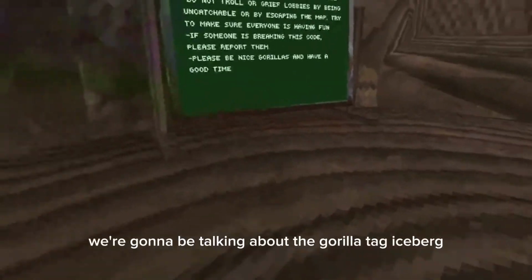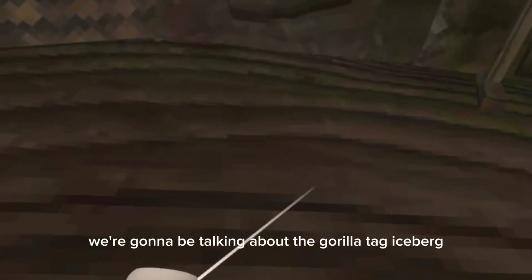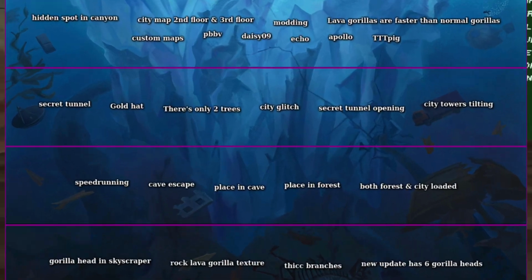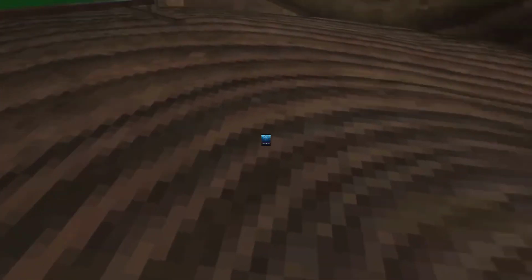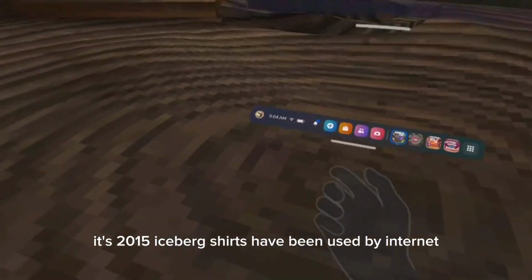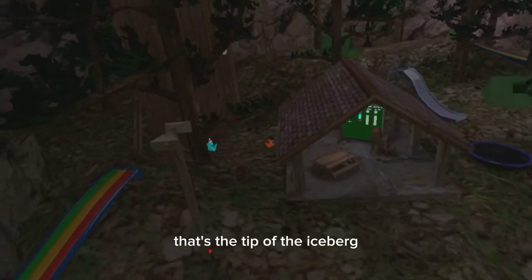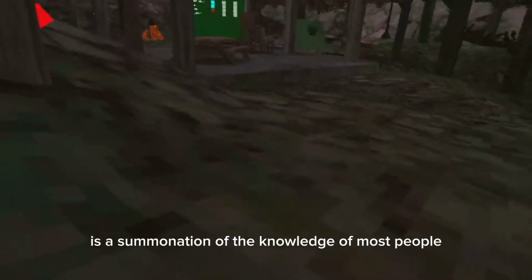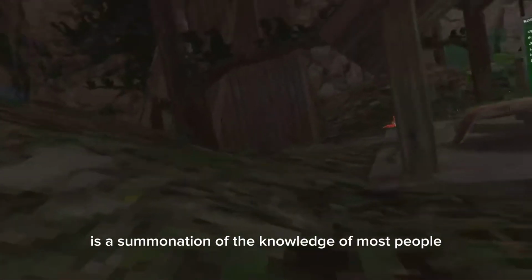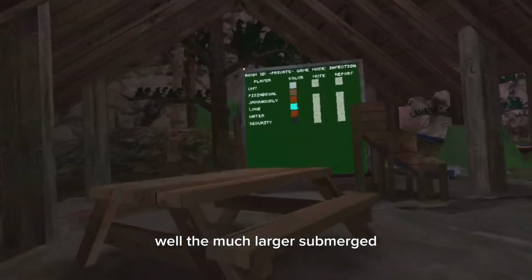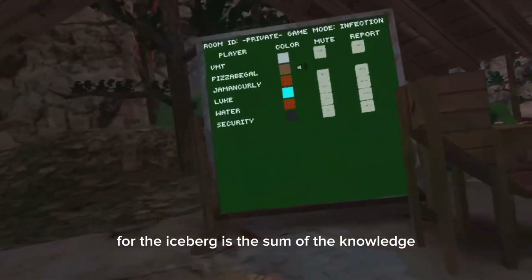Hey everybody, today we're going to be talking about the gorilla tag iceberg. Since 2015, iceberg charts have been used by internet communities to demonstrate that the tip of the iceberg is a summation of the knowledge of most people, while the much larger submerged part of the iceberg is the sum of all knowledge of a particular topic.